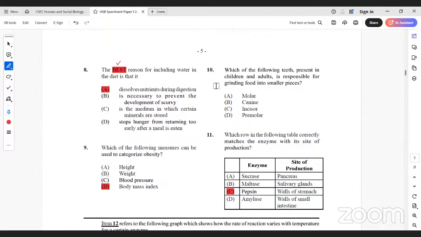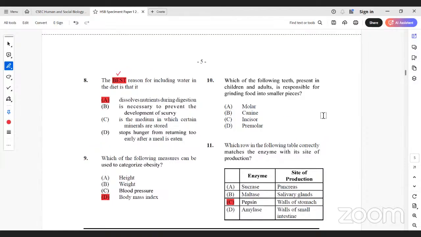Let's do number 10. I believe I missed out one. Wow, thank you, everyone who put it in the chat. Which of the following teeth present in children and adults is responsible for grinding food into smaller pieces? Number 10, responsible for grinding food into smaller pieces.